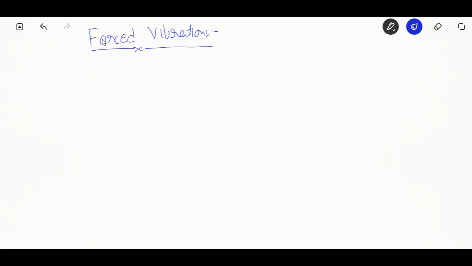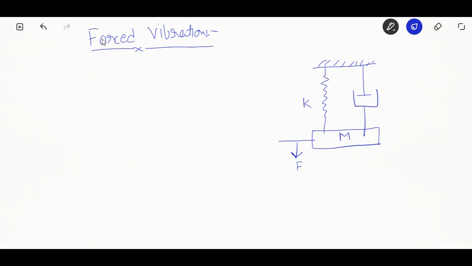We have a system like this: here is one spring with stiffness K, and here one damper has been attached to the system, and a mass M. This is here. Now one force F naught sine omega t has been applied here.